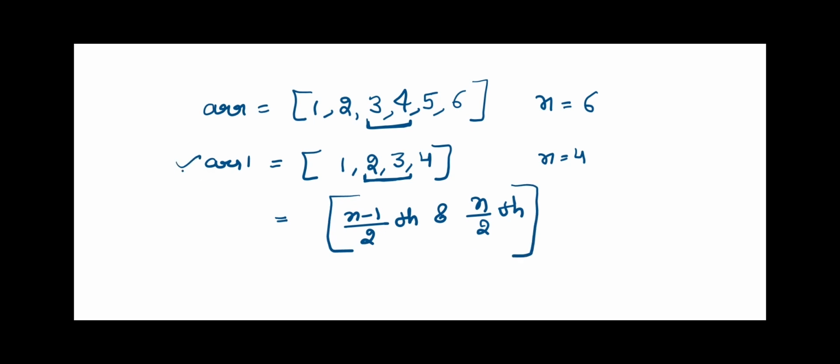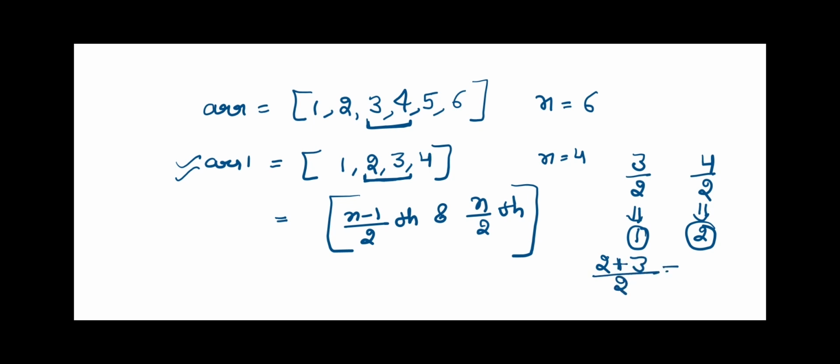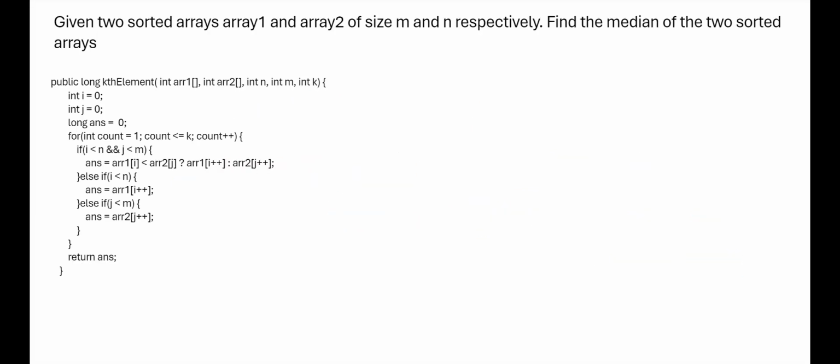So here, for this array, n minus 1 is 3 and n is 4, and if we divide these two by 2, we get 1 and 2. So we need the element present at index 1 and the element present at index 2. The element present at index 1 is 2 and the element present at index 2 is 3. So the median of this array will be the average of these two elements.